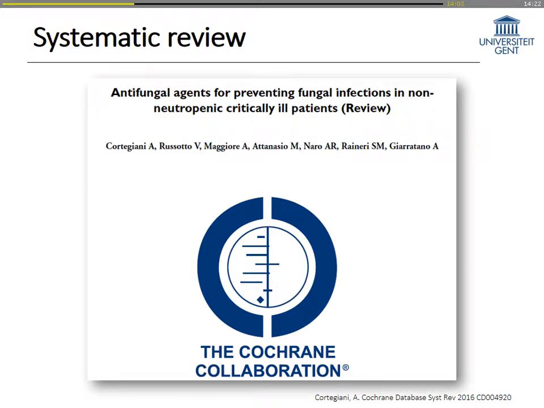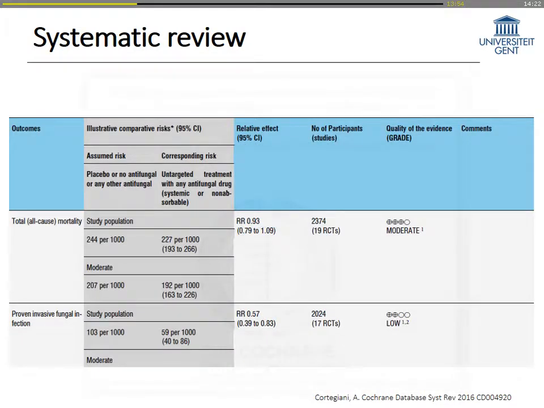I'm just citing from this Cochrane review that was published last year and reviewed all the evidence. And this is the summary table, and I'll walk you through it. As you can see on the top of the table, all-cause mortality indeed was not affected. You can see the relative risk, 0.93, but the confidence interval was quite wide. It did include 1, and so no clear effect on mortality with a moderate quality of evidence.